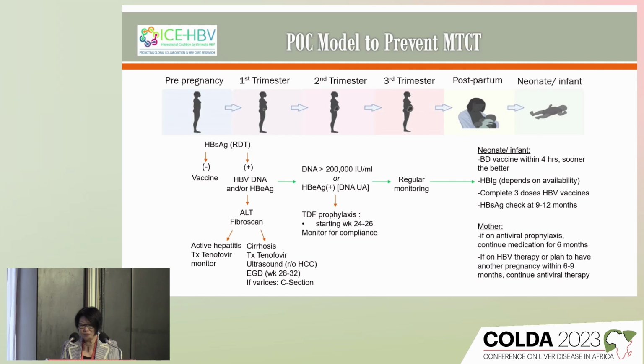And for the infant, it's very important to give the birth dose vaccine. According to the literature, the earlier the better, within the first 2 to 4 hours. HBIG should be considered if it's available. All the infants should complete 3 doses of the vaccine and also have surface antigen checked at 9 to 12 months.